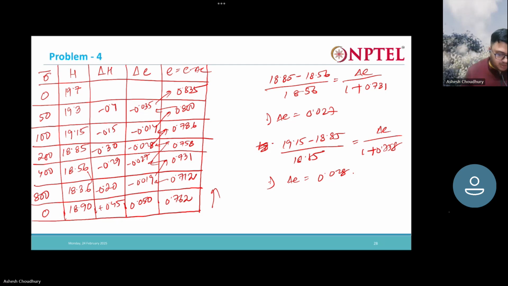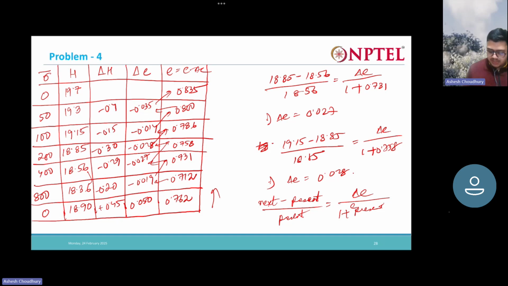The trick is: next minus present, divided by present, equals delta e by 1 plus e of present. Where do you write this down? In the present box only. See, 18.85 with 0.028; I am writing this delta in the present box of this present value only.